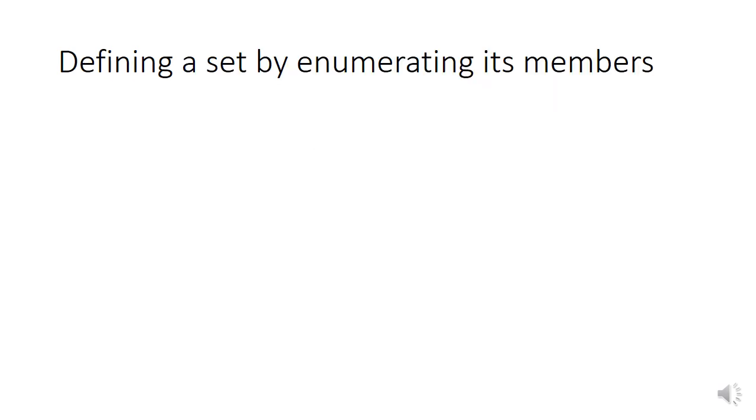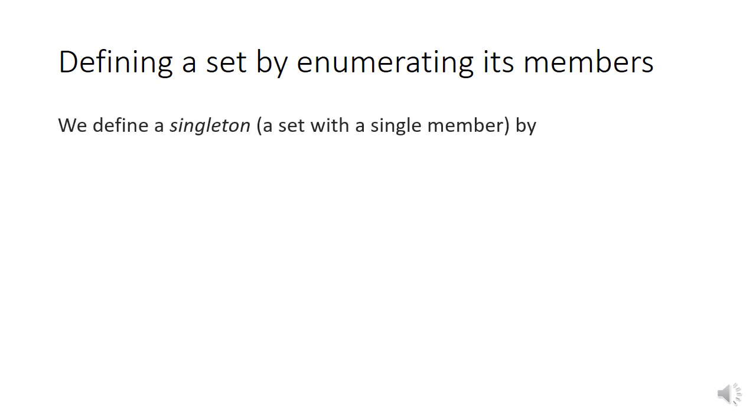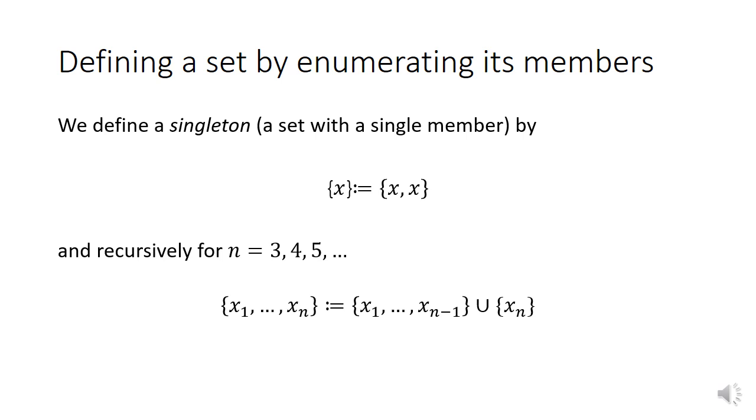If both members of a pair are the same, we get a singleton, a set with only one member. We define the singleton of x as the pair of x and x. We can then recursively define sets with 3, 4, 5 and more members. This allows us to combine any explicitly specified list of things in our universe into a set.